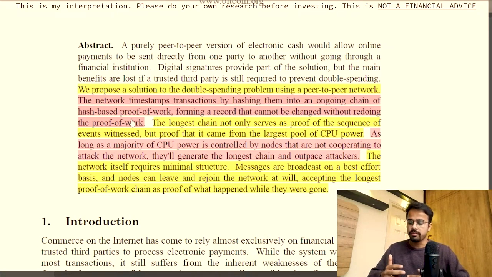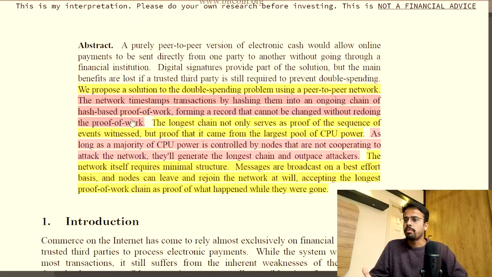The longest chain. Since people are continuously adding transactions one after another and also linking them with one another using hash, a sort of chain is formed, and the longest chain not only serves as proof of the sequence of events witnessed, but proof that it came from the largest pool of CPU power. So proof of work depends on the highest computational power; whichever pool of CPUs or individual CPU has it, that is the winning chain, as long as a majority of CPU power is controlled by nodes that are not cooperating to attack the network. So if the majority of the CPU power is held by good nodes, they will generate the longest chain and outpace any attacker. The network itself requires minimal structure.